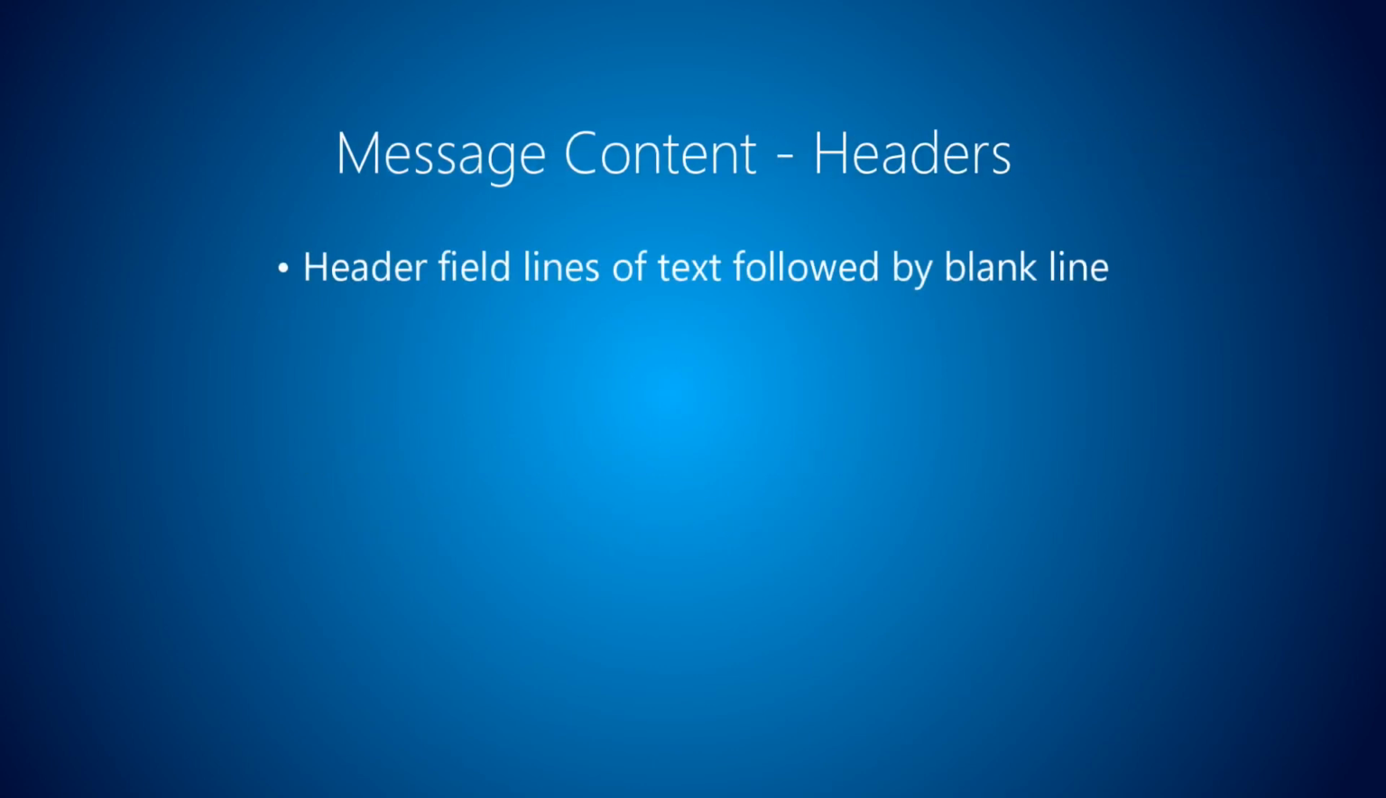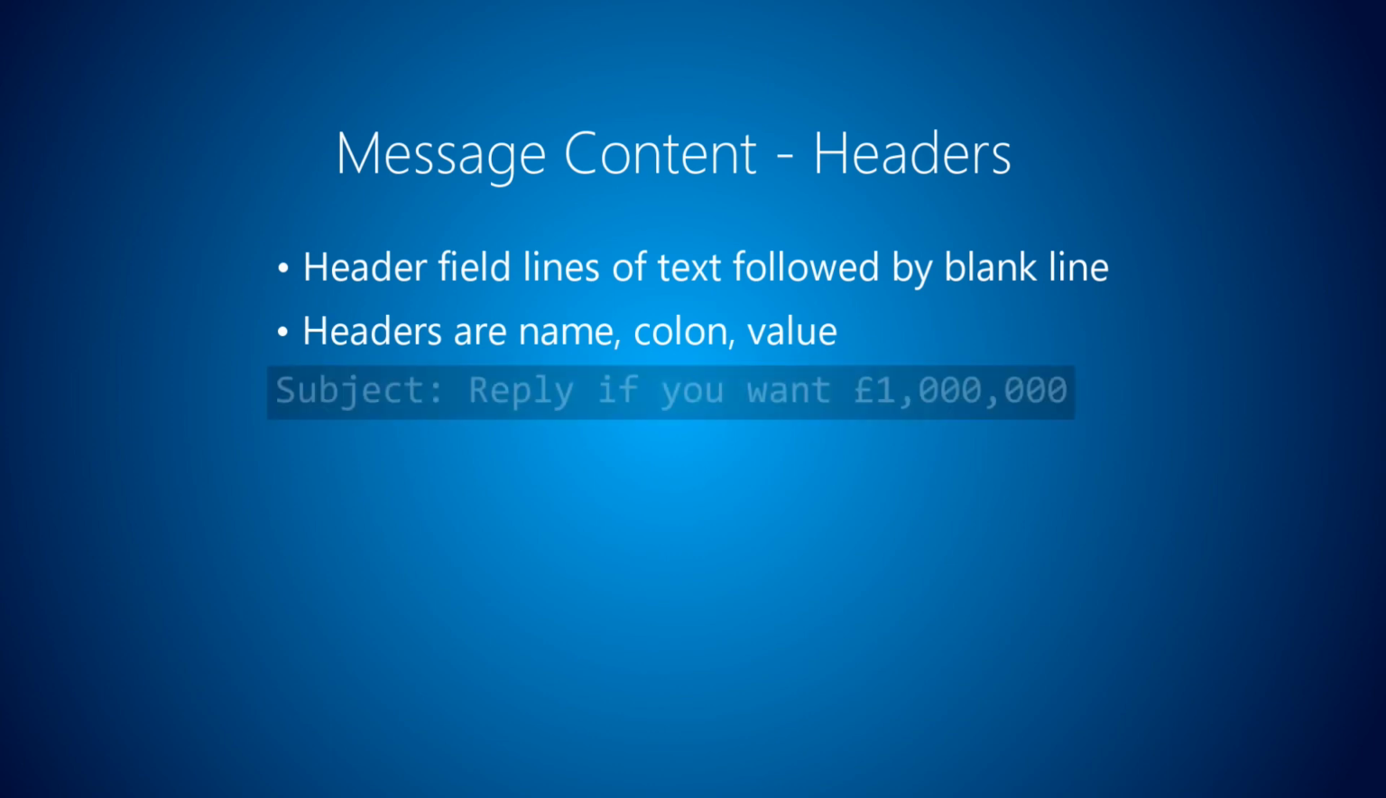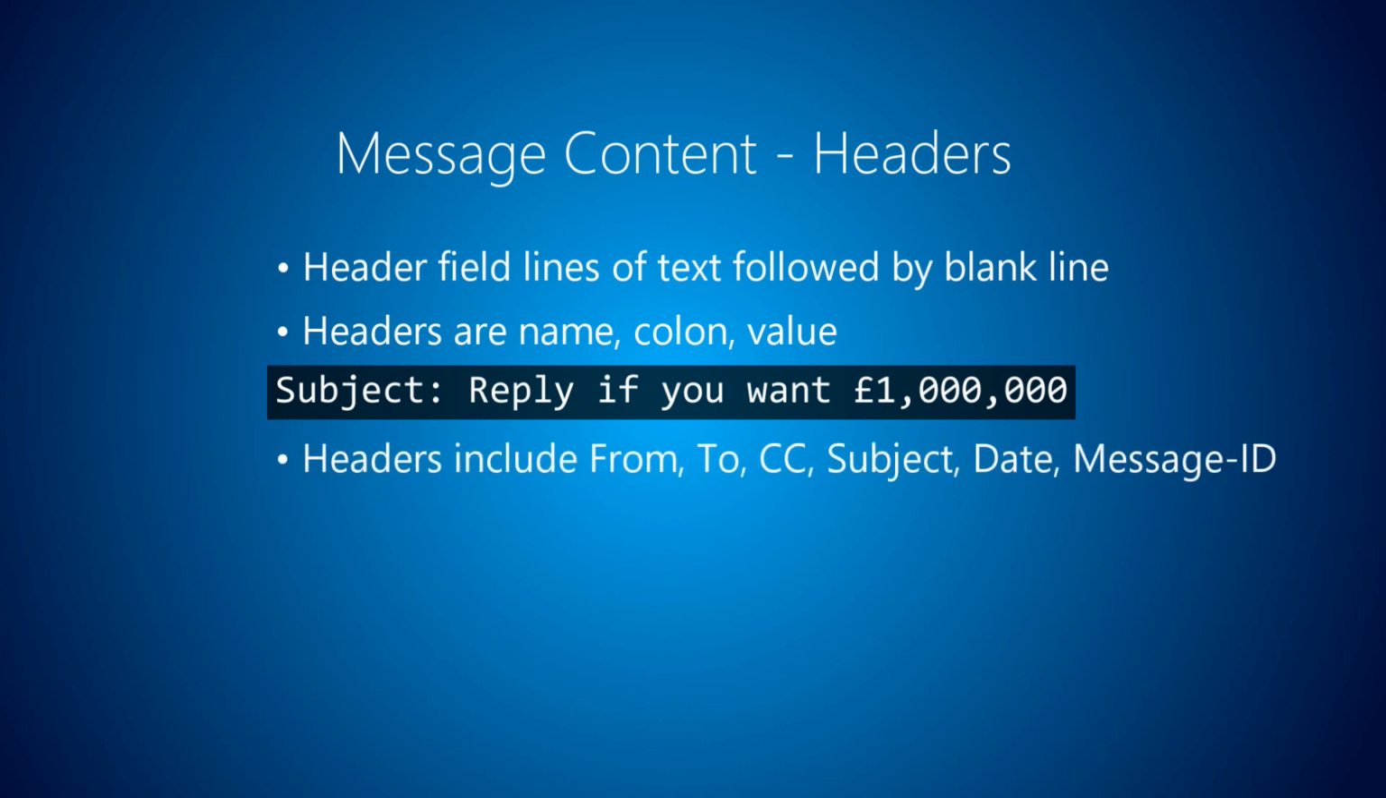The header fields in an internet mail message are lines of text followed by a blank line that marks the end of the headers and the start of the body. Header fields are comprised of a header name and value separated by a colon. For example, the Subject header would be as shown. Some common headers are From, To, CC, Subject, Date, and Message-ID.